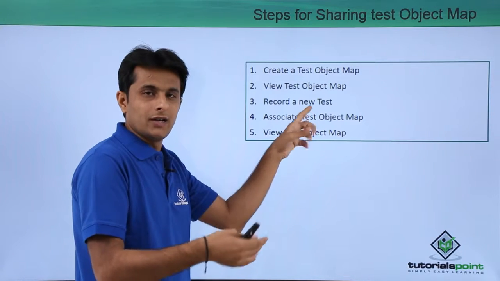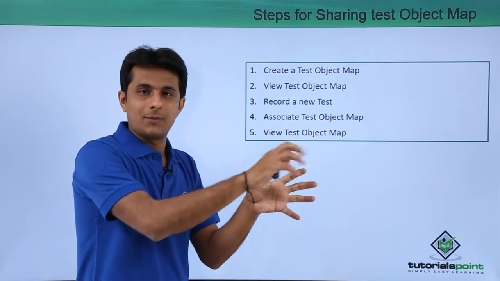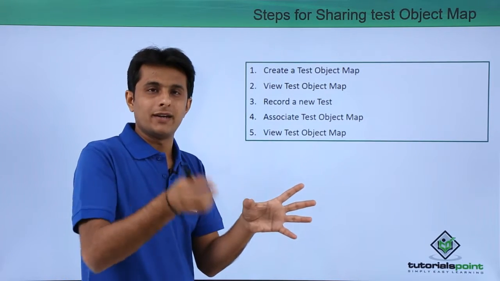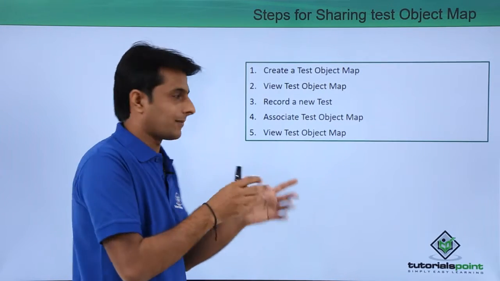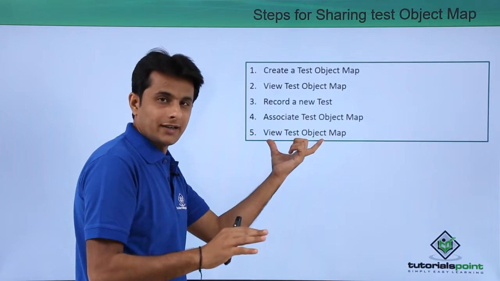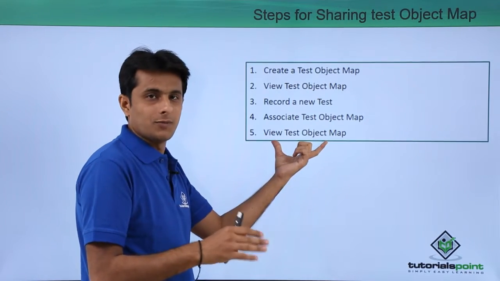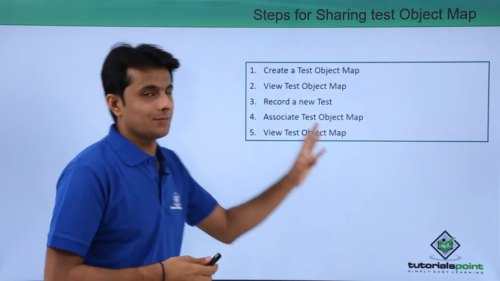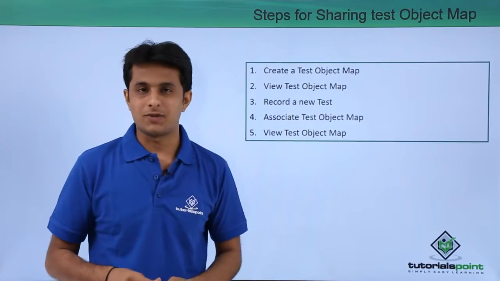Now, when we are recording, obviously my application is capturing different objects. These captured objects will be stored in my repository, that is the shared test object map. And then I can show you the test object map, whatever object map is updated. So I can open that and show you. Okay, so let us see practically how we work on this shared test object map.